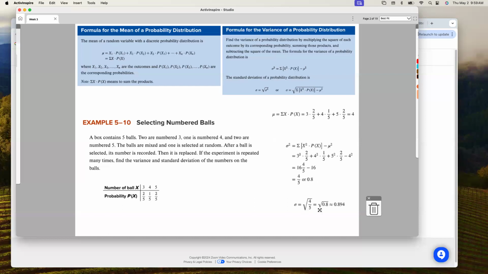We get the standard deviation, just like always. The standard deviation is just the square root of the variance. So we take the square root of 4/5 or 0.8 and get 0.89. Okay, so again, that can be somewhat tedious.